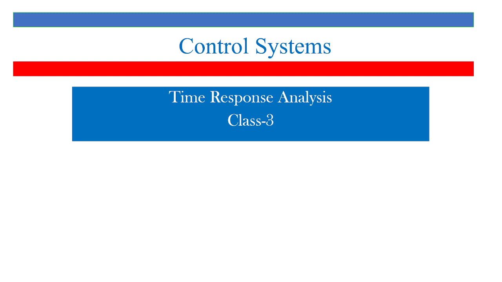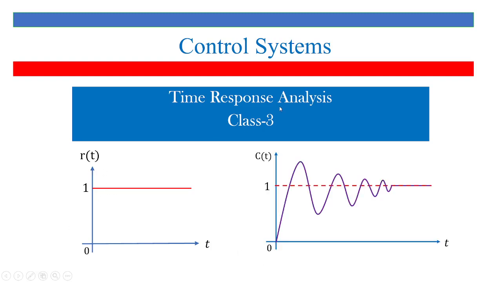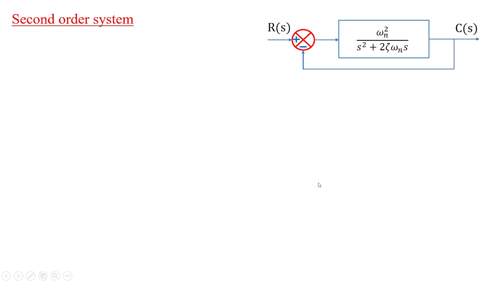In today's class, we are going to see time response analysis, and this particular class we are going to treat as class 3, where you can see an input R of t, which is taken as step input when it is given to a second order system, an underdamped system, how the output C of t is obtained. So that is our interest of this particular class. We'll start with the basics of second order system.